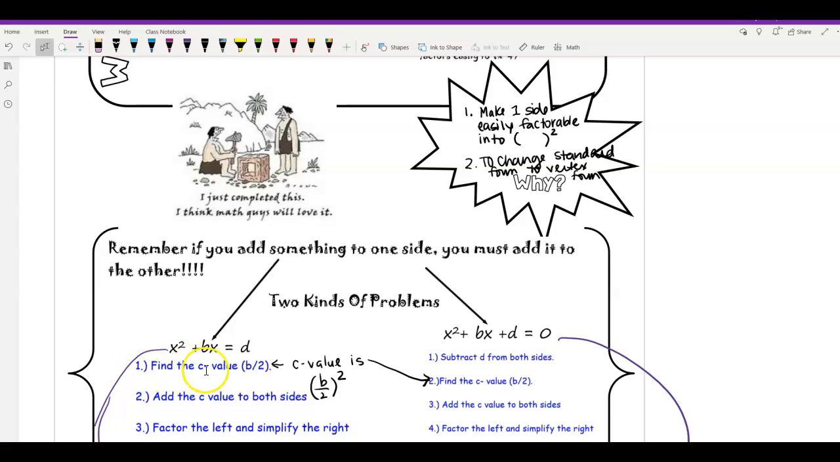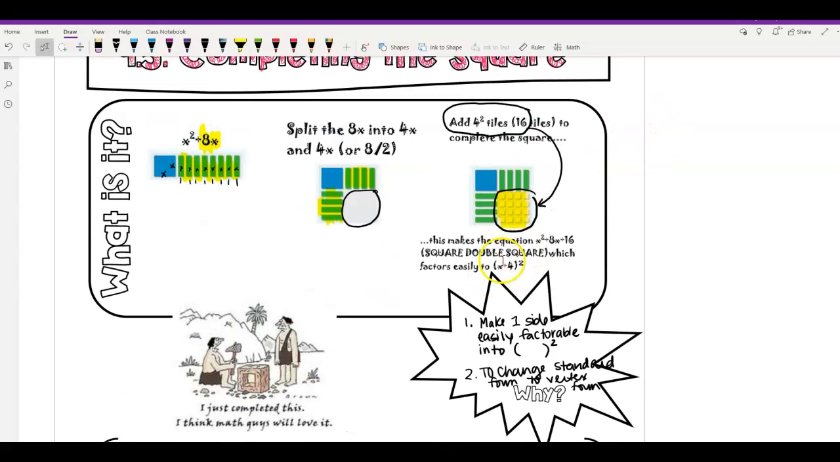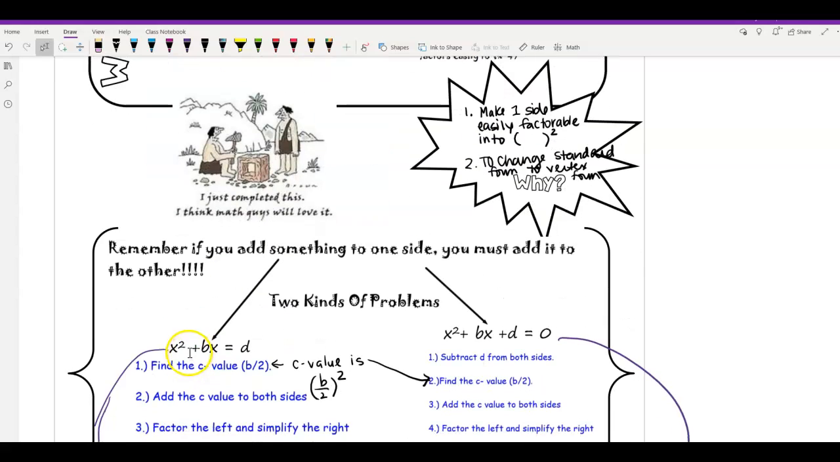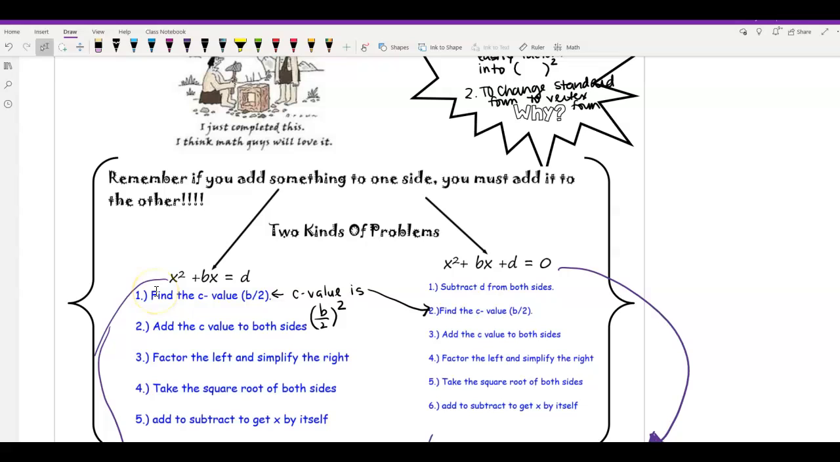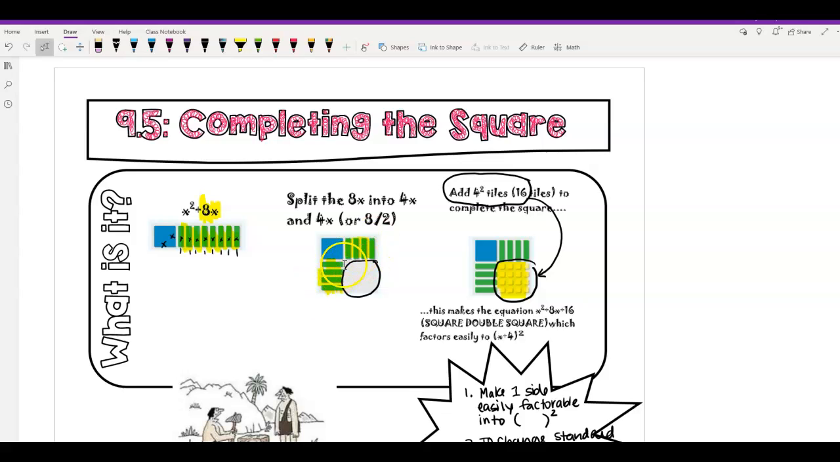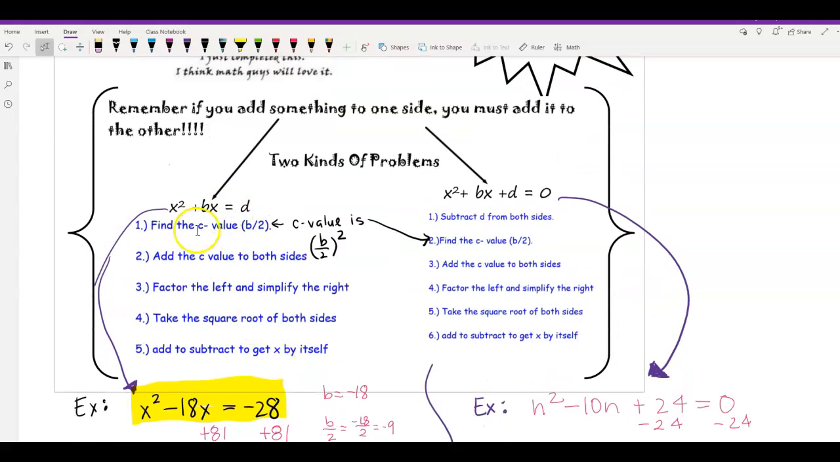Now we're going to go through and find what I call the magic C value. That magic C value is basically those little yellow squares up here. So this part that's circled would be my magic C value, or the amount that it would take to complete the square. When we go to complete the square and find that magic C value, we're going to take the b over 2, so the b term, the middle term, divided by 2. Remember, that's how we got these two green sections. So that middle term divided by 2, and then we're going to square it. So our step here would be find the C value and square it.